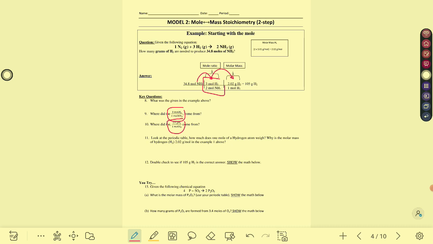When we look at the periodic table, we know 1 mole of hydrogen is going to have a molar mass of 1.008 grams of hydrogen. Okay, but the molar mass of H2 is 2 hydrogens. Okay, it's because there are 2 hydrogens in H2. So you had to add that mass twice. All right, 105 grams of H2 is the correct answer. So you just do the back process.